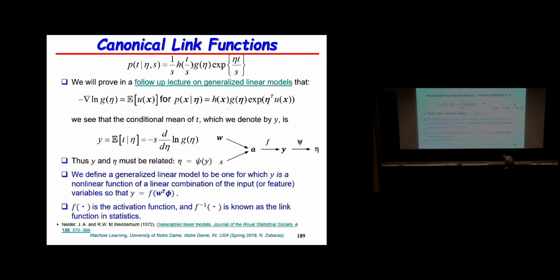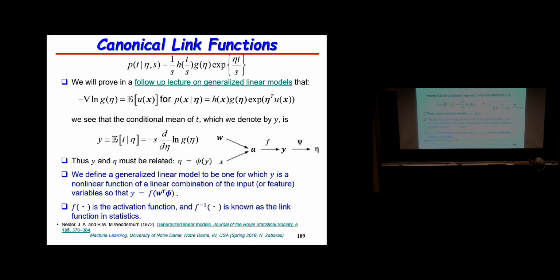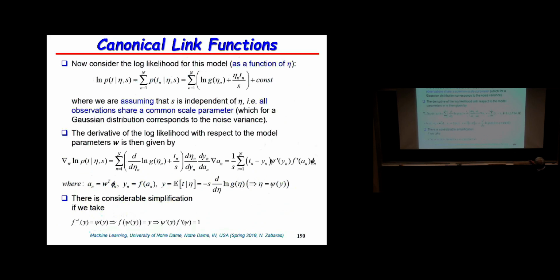Again, I see log of g's. So there is one eta for each point n. Can you tell me why there is one eta for each point n? Because when I write this distribution, this is really not the distribution of t alone. This is the conditional distribution of t given x. So the natural parameter theta changes when x changes. So effectively what I have is the summation of the logs of g of eta n, and then from the exponential I have eta n times tn divided by this scaling s. Okay, it looks like that.